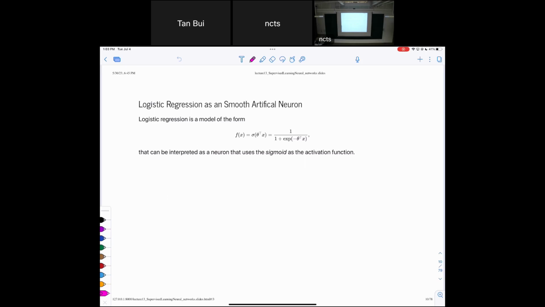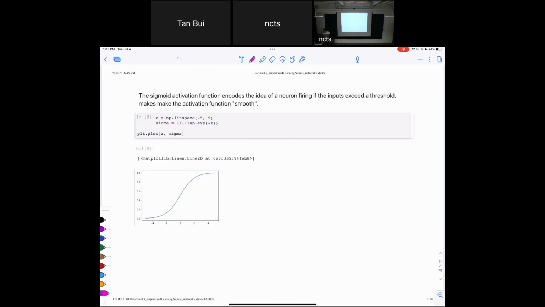The sigmoid function looks like that: 1 over exponential of negative theta transpose x. Theta is actually the weights, right? I use w and theta interchangeably. That function is quite close. You see that it's a smooth approximation of the step function. This is something that people started using in the past to smooth out the McCulloch-Pitts function.